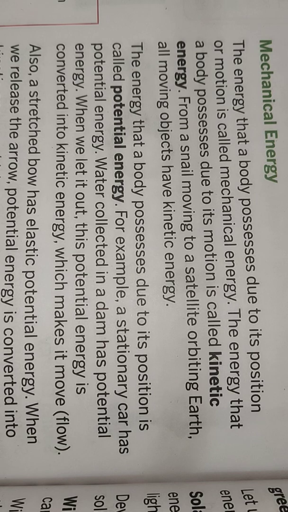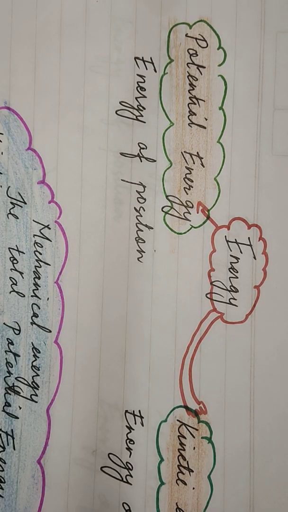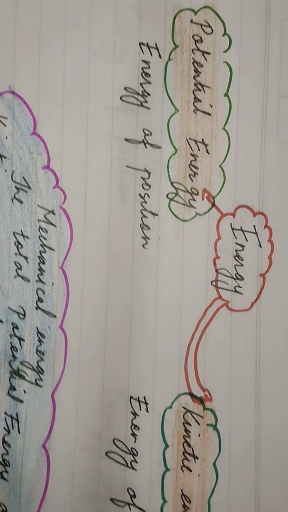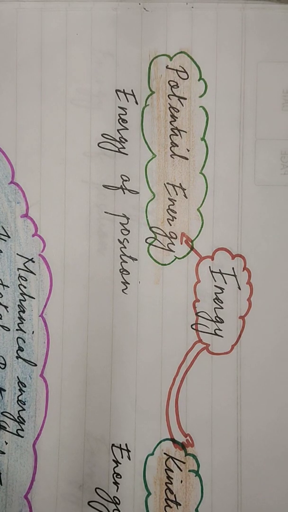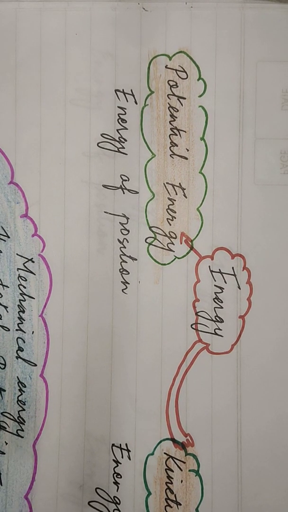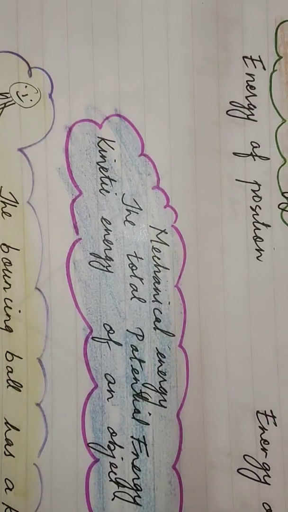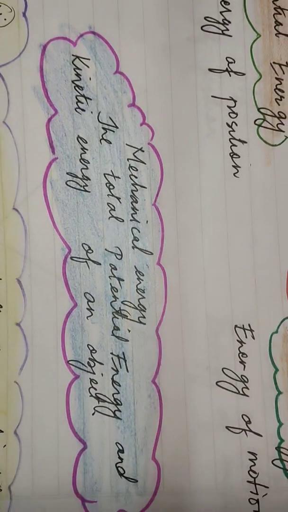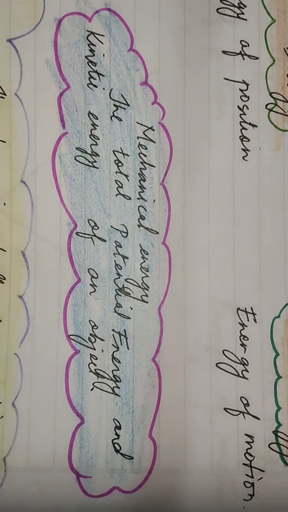Alright, so this is all we are going to learn for today. So just understand the concept. Energy related to position is known as potential. P for position, remember that concept. And kinetic energy means related to motion. And mechanical energy is the combination of both potential energy and kinetic energy of an object. So this is all we are going to learn for today.